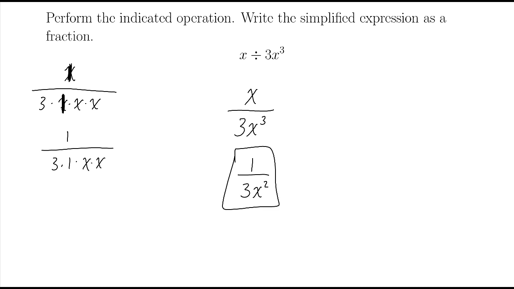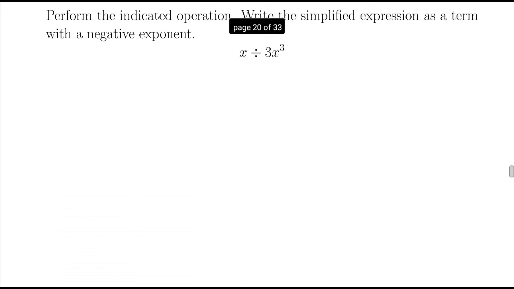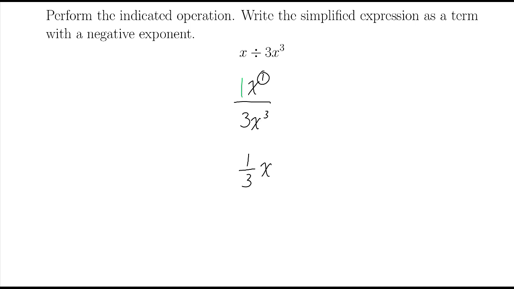Another way to do this problem, though, is, again, we can write this as a fraction. This is going to be x over 3x to the third power. Keep in mind that we could rewrite this as, well, we have an understood 1 right here, so that's 1/3 x to the, subtract the exponents, 1 minus 3. Well, that's going to be a -2. So this could be rewritten as 1/3 x to the -2nd power.